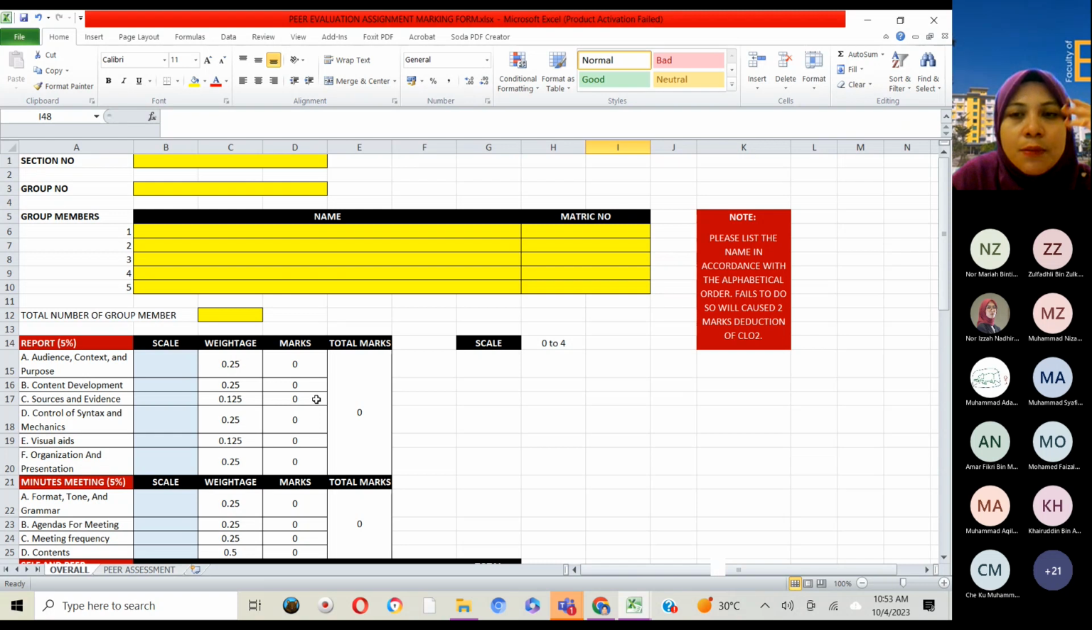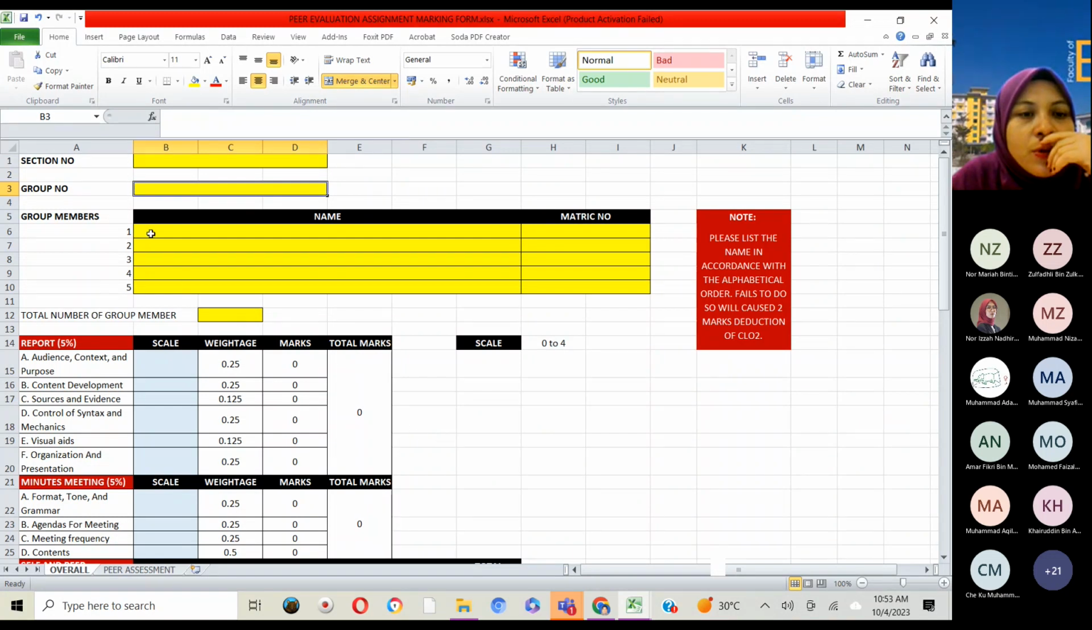And then I will open a section in the individual assessment. So you have to upload this form in the individual assessment, and your friends will not see it. Only I will see it. Okay, so basically you have to fill in the yellow box. Which section? Section 1, right? The group number is based on what I told you previously, group 1, 2 up to 7.